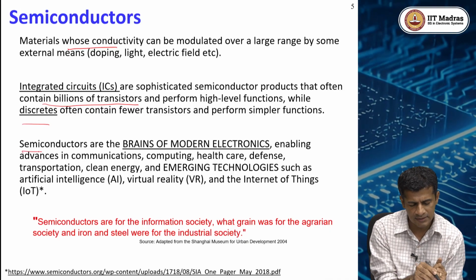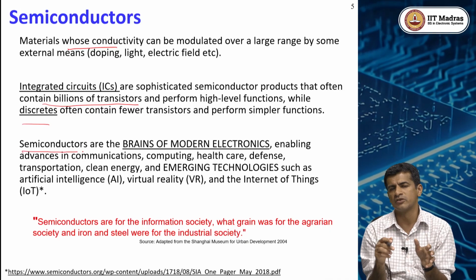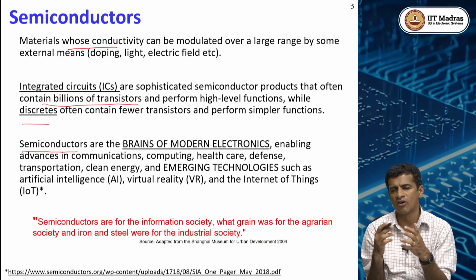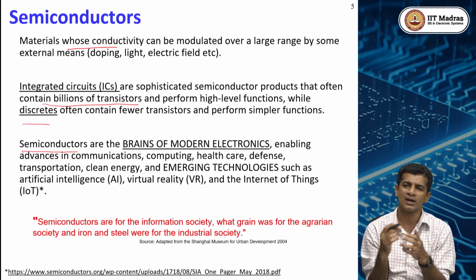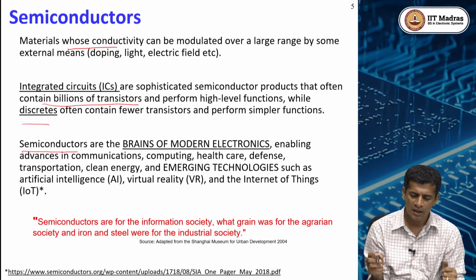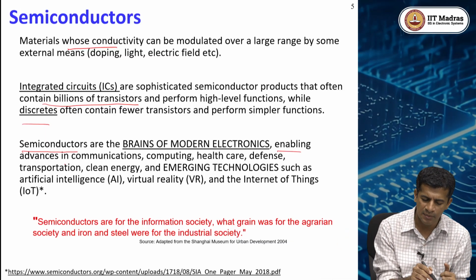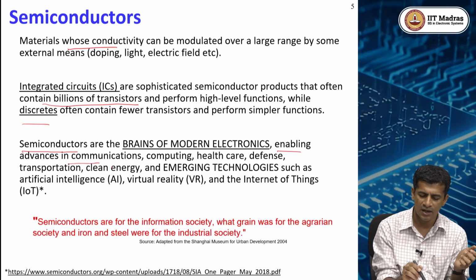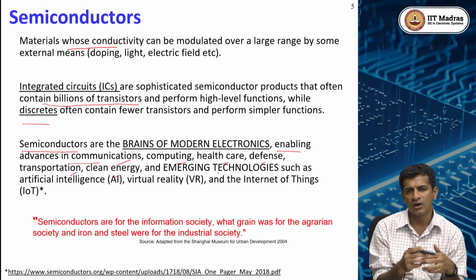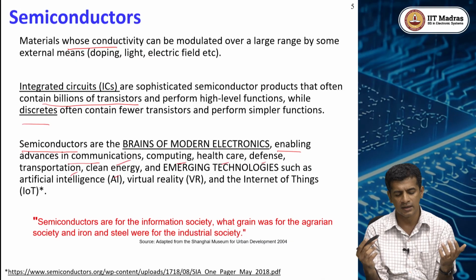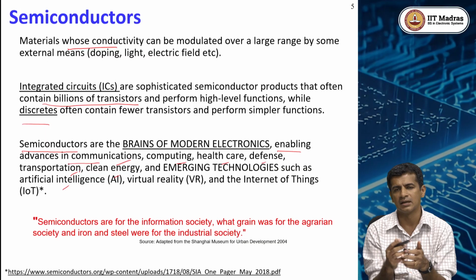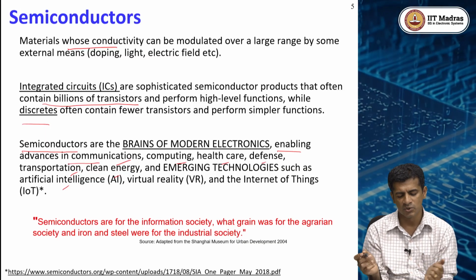So truly, semiconductors are the brains of modern electronic systems, right? If you look at the bill of materials of any electronic system, typically around 30 to 40% of the price is due to semiconductors. Semiconductors enable advances in all areas: communications, computing, healthcare, defense, transportation, clean energy. And the current drivers of semiconductors are mostly AI chips, chips for servers, data centers, all those things.